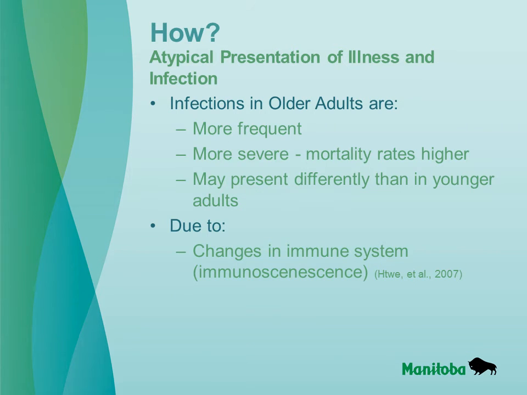For the next few slides, we'll focus in on infections. Infections in older adults are more frequent, more severe with higher mortality rates, and may present differently than in younger adults. Atypical symptoms can lead to delayed recognition and subsequently to increased morbidity and mortality. Changes in the immune system called immunosenescence are thought to account for these differences.